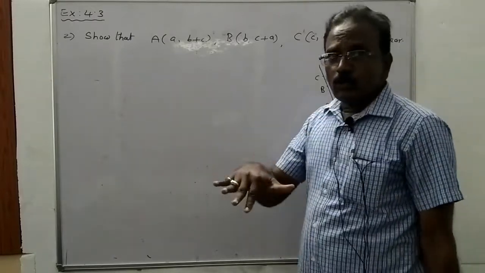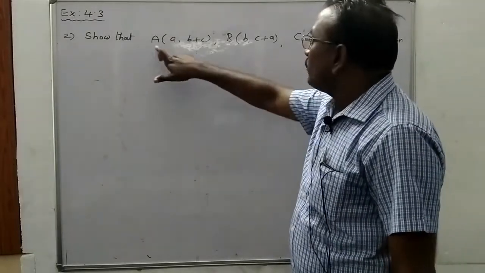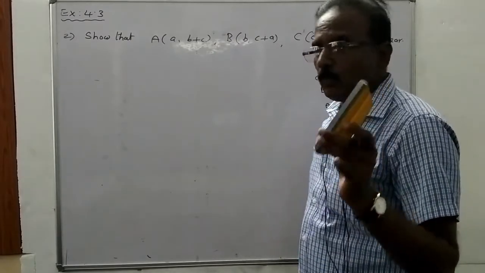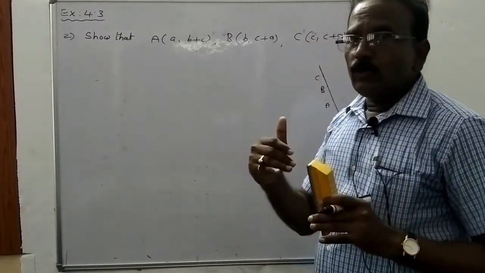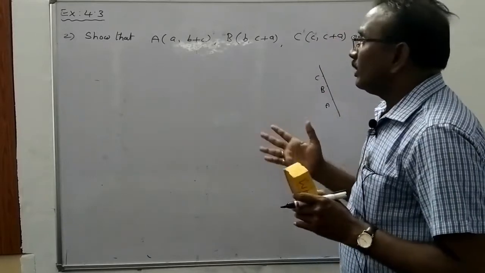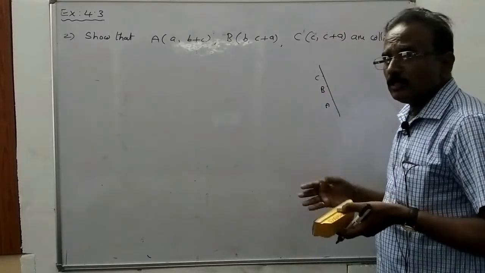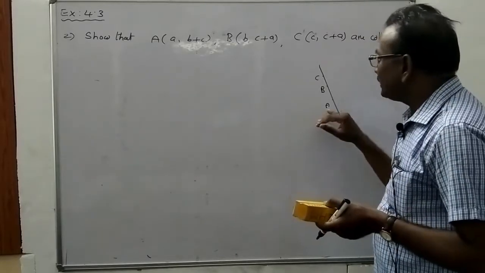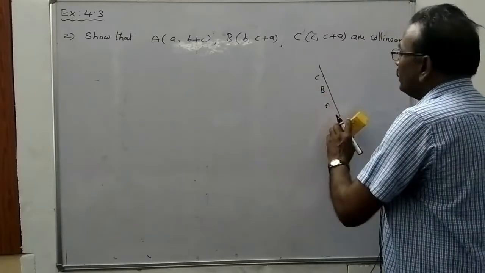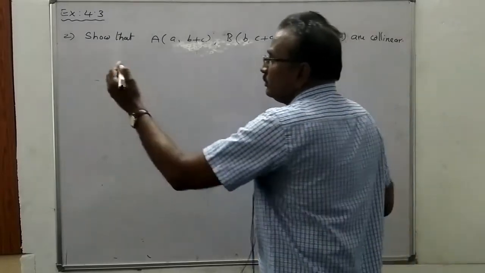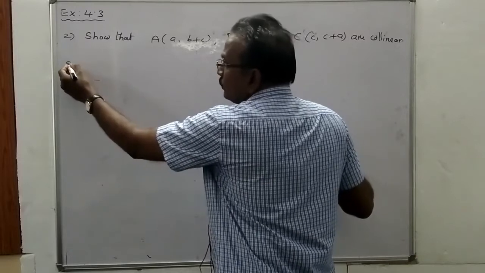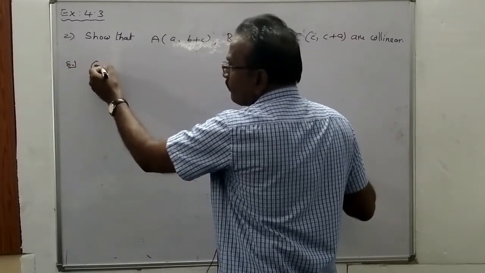So we have to show in this problem that the area of triangle ABC is equal to 0. That is important. If the area of triangle ABC is equal to 0, the three points lie on the same line, so we say that A, B, C lie on the same line, therefore they are collinear. So we need the area of the triangle to be 0. Solution.